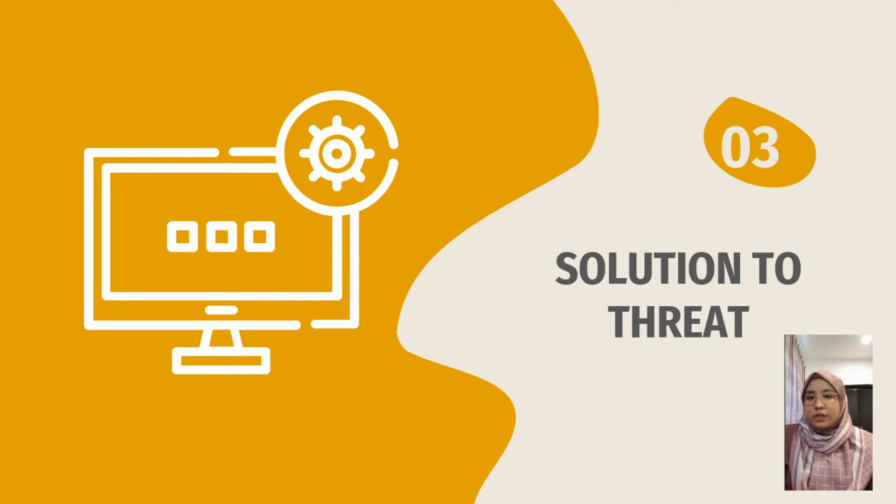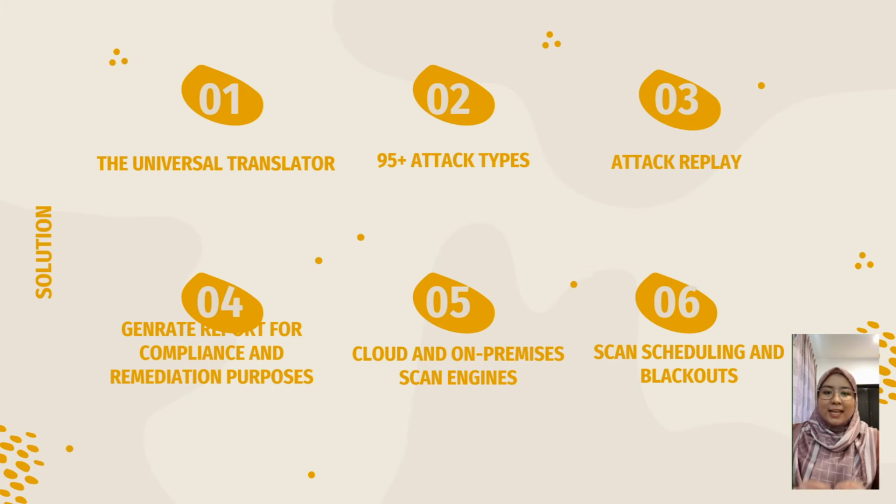As a solution to the threat, the Rapid7 company provides a service named InsightAppSec. This InsightAppSec provides six main features that can help an organization protect their applications from any upcoming threats. The six main features that InsightAppSec offers are the Universal Translator, 95 and more attack types, attack replay, reports for compliance and remediation purposes, cloud and on-premise scan engines, and also scan scheduling and blackouts.